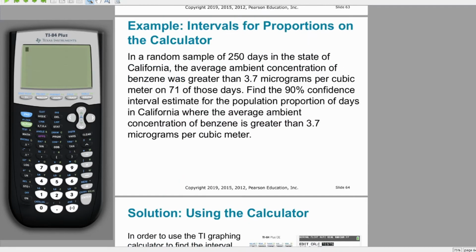For another example here, we have this information about concentrations of benzene. I'm not quite sure what that's in reference to, but I suppose that makes a great deal of sense to people who know more about benzene than I do. Anyway, it's nothing really different in terms of what goes in the calculator. We're going to find that 1-PropZInt, our new friend in there, where the amount was seen on 71 days, so x, the number of successes, is 71, n, the number of trials, is 250, and we want a 90% confidence interval.